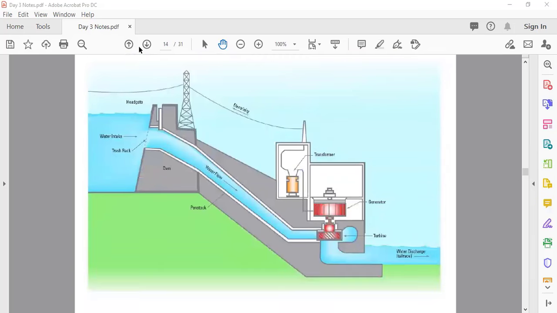You can see this one here. This is the dam. Water comes with a high flow here. And this is a turbine. The turbine rotates. It is fitted with a generator, and the generator is producing electricity.